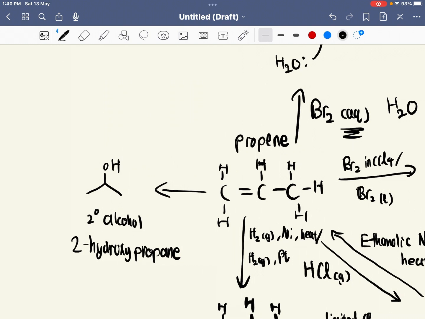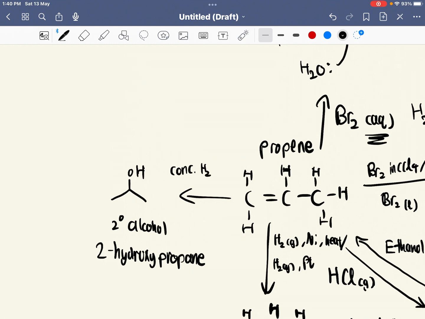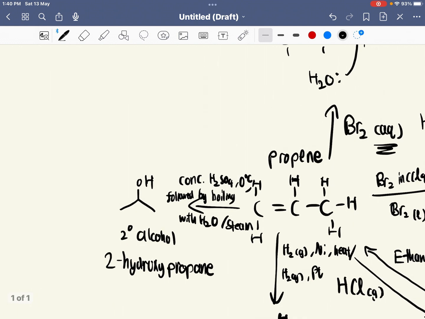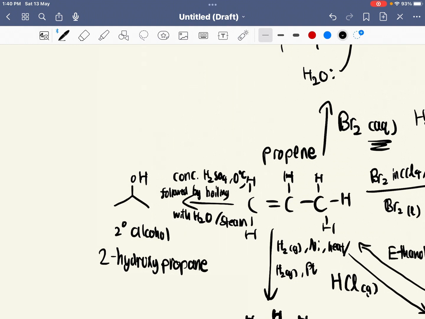So this set of reagents and conditions is a bit complicated, but you can know it if you can remember. It's concentrated H2SO4, 0 degrees, followed by boiling with water. I can say steam. Let me just write it much nicer here. Steam. Anyway, the reagent condition here has three parts to it. So concentrated sulfuric acid, then 0 degrees followed by boiling with water and steam. As to why we need to use that, I'm not very sure, so you can probably check online. I can only cover as much as I know of.